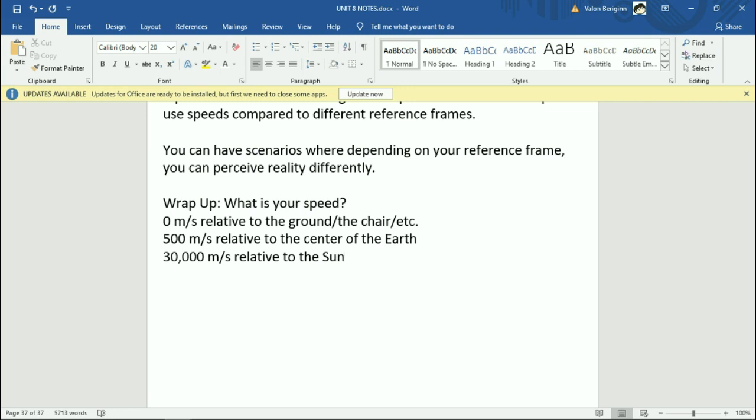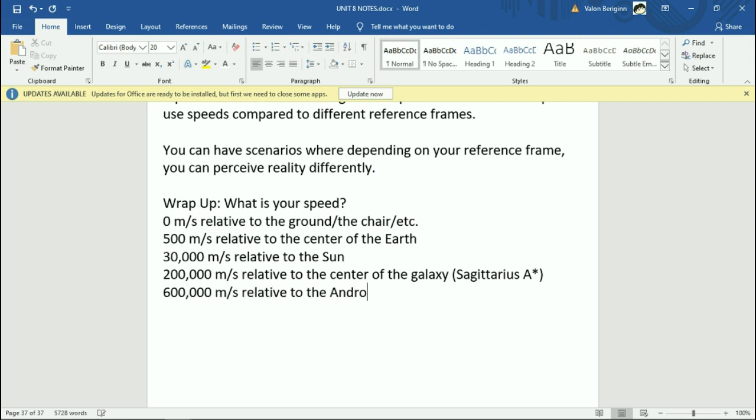But you could also say, okay, what is my speed relative to the center of the galaxy? Because the solar system as a whole is moving around the center of the galaxy. So in that example, I believe the number is about 200,000 meters per second. The center of the galaxy is a black hole called Sagittarius A star. You can go even further though and say, what about my speed relative to other galaxies? And of course, depending on whatever galaxy you're talking about, you could do whatever. But for example, Andromeda. We're moving about 600,000 meters per second relative to the Andromeda galaxy.